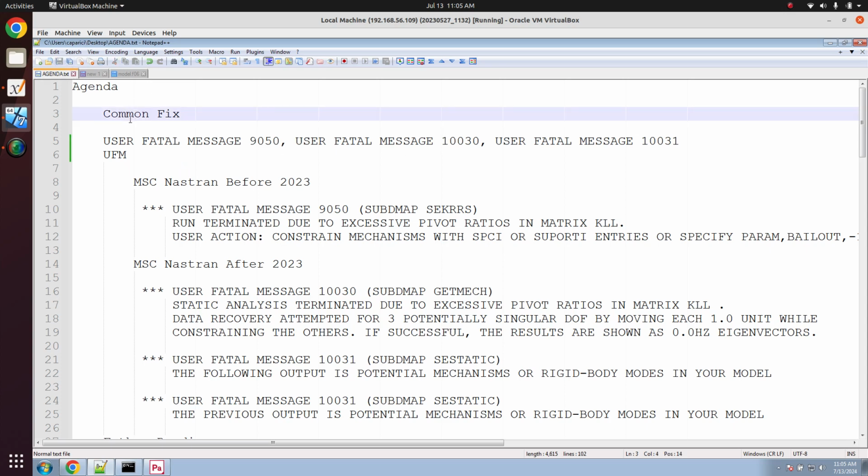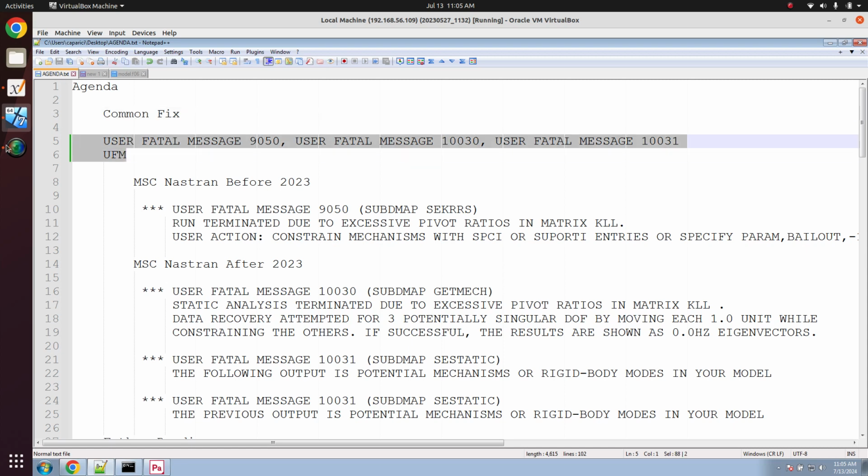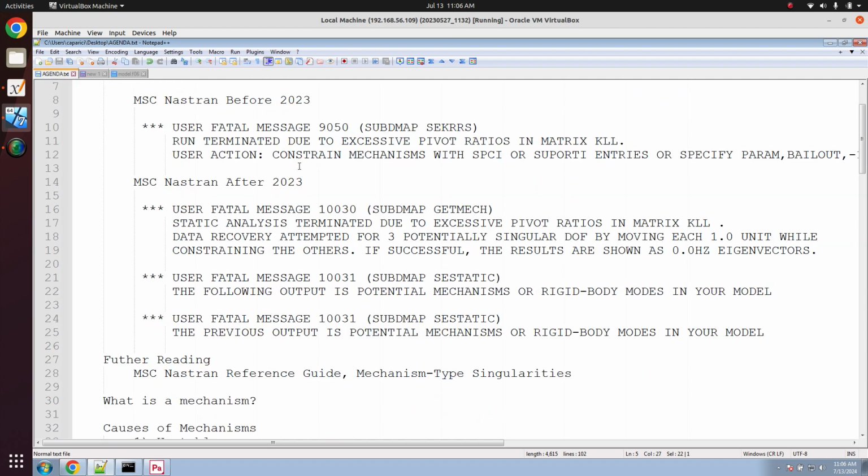Okay then. So we just went over the most common method. I'll explain why this method worked in a moment. But now let me go over the various versions of this message. In older versions of Nastran, this message is known as UFM 9050. In newer versions of Nastran, I don't know what specific version it was, the error number is different. It's UFM 10,030 and UFM 10,031. The messages are slightly different, but they all mean the same thing. You have a mechanism. Your solution cannot be performed.